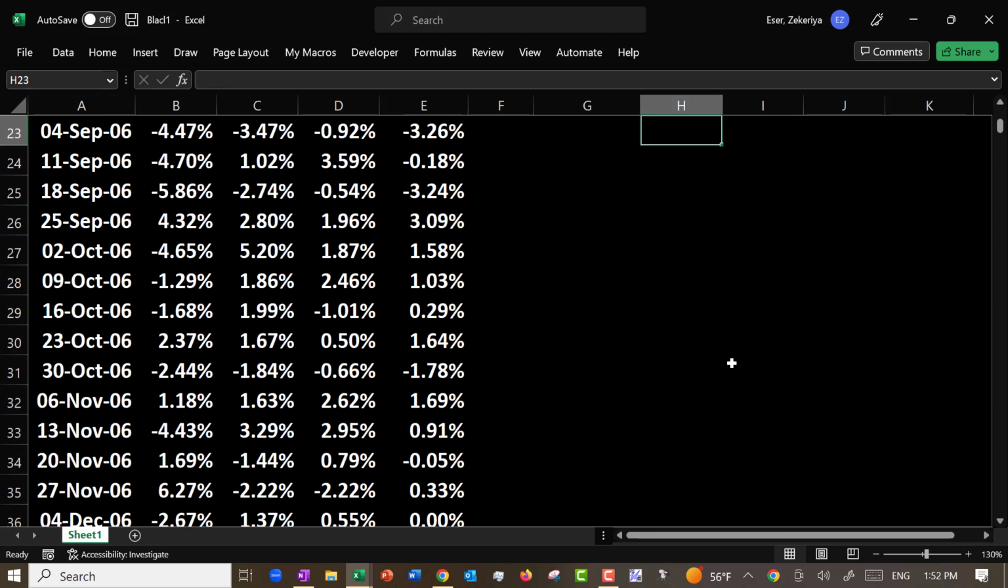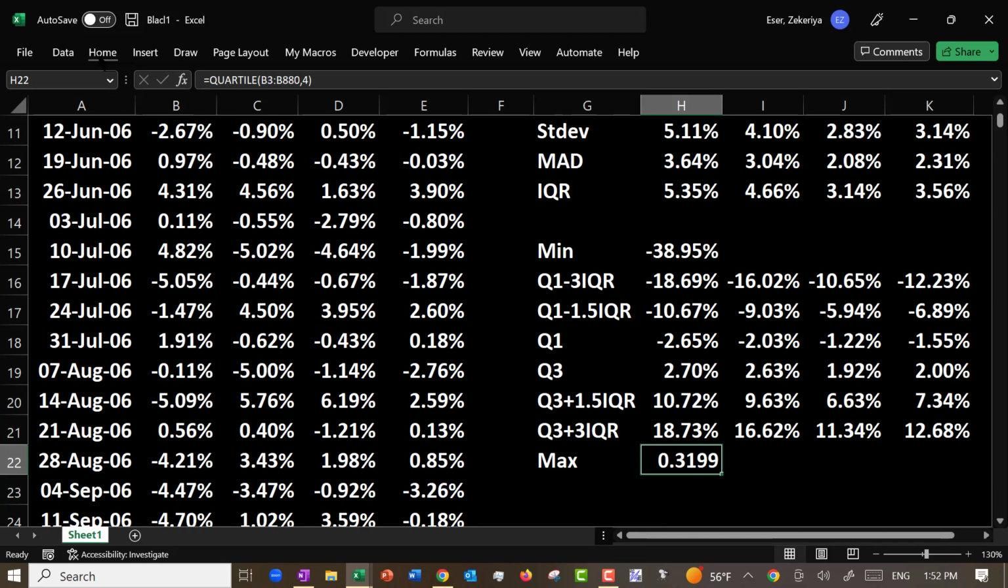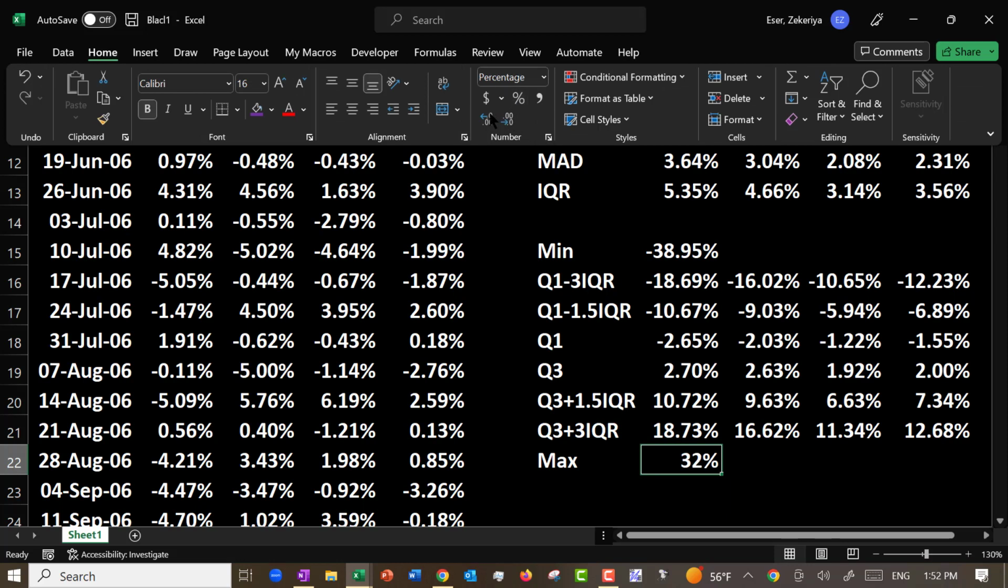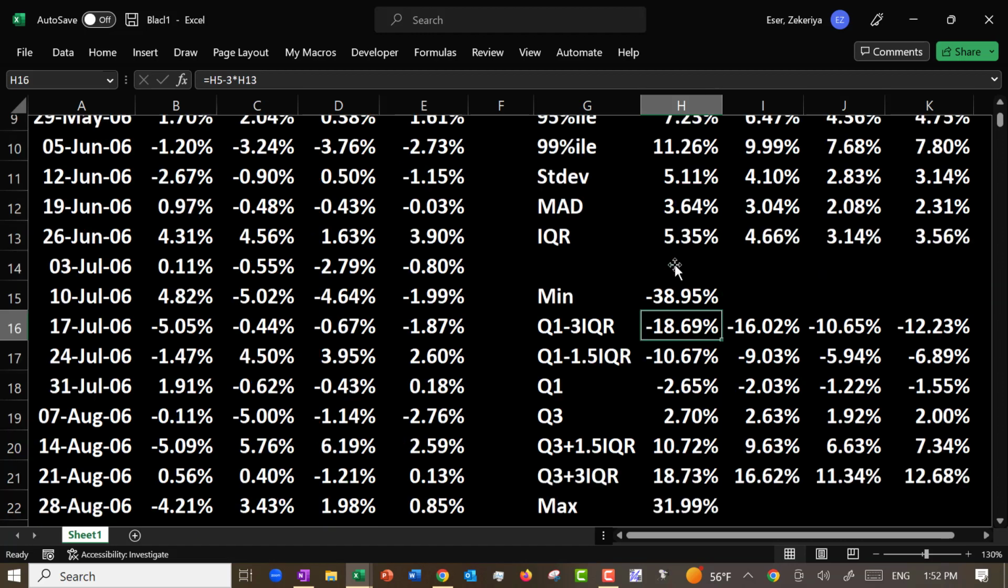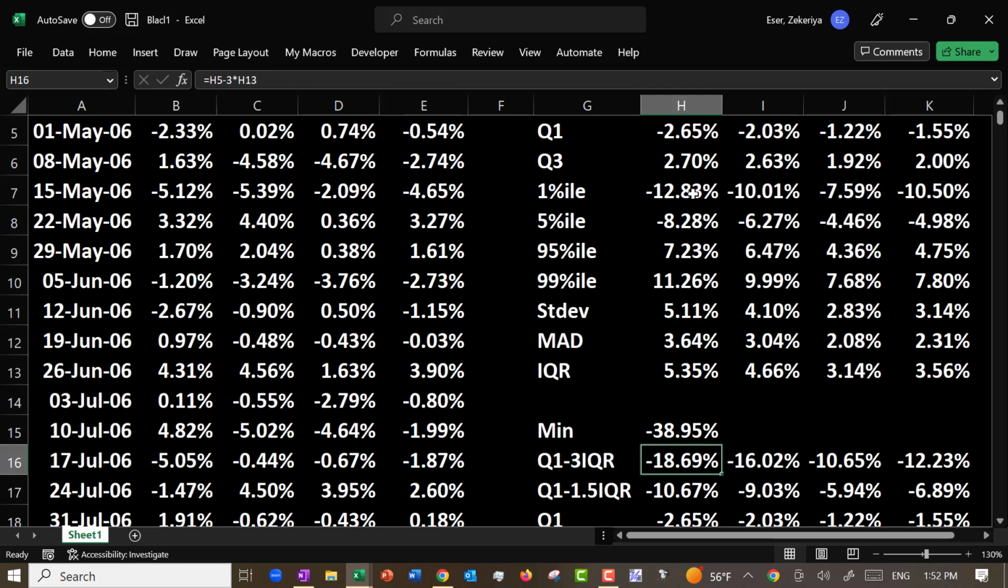4 gives you the maximum. As you can see, you have quite a bit of range for outliers, okay? And that's also beyond the first percentile.